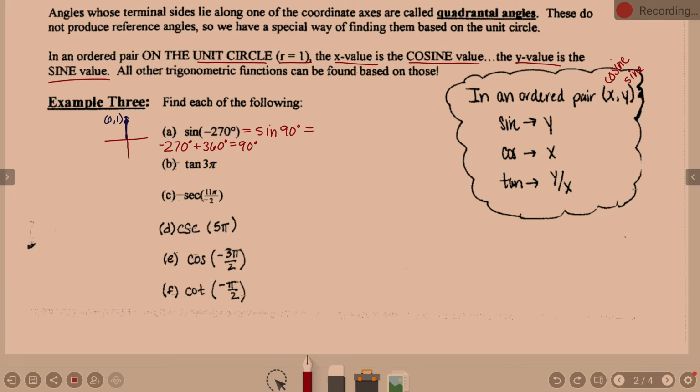Because sine is always 1. Sine is y, right? What is the y value? The y value is 1. So the sine of 90 degrees is 1. Now, your calculator would verify that for you. Okay? It does.